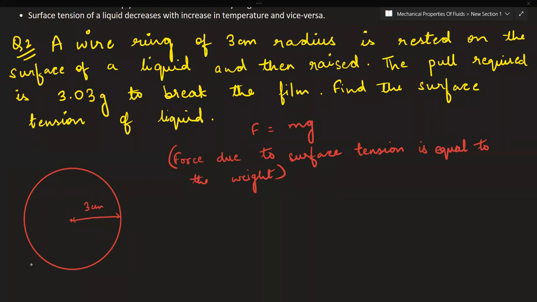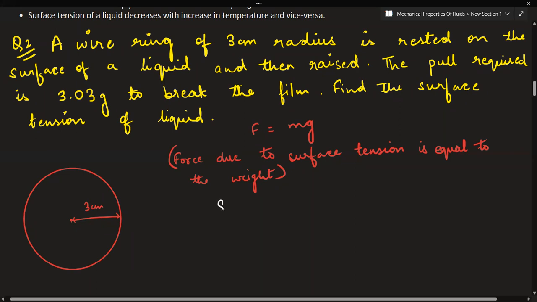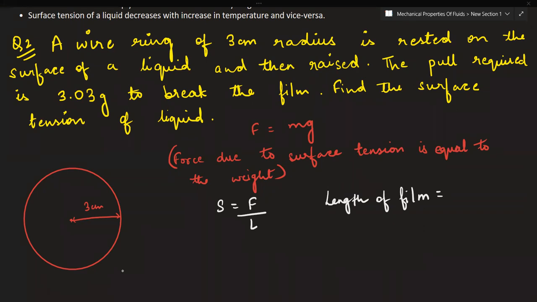Now see, force will be due to surface tension. Now can you tell me what is the formula for surface tension again? Yes, Hishma, you tell me. S is equal to F by L. This means surface tension is the force per unit length acting. Yes or no? Okay, tell me what is the length of the film over here? Yes, Aisha, you tell me. What according to you should be the length of the film over here?